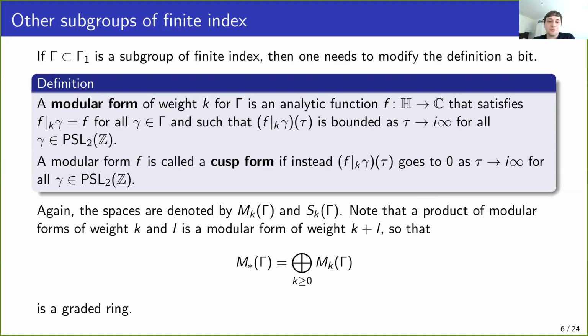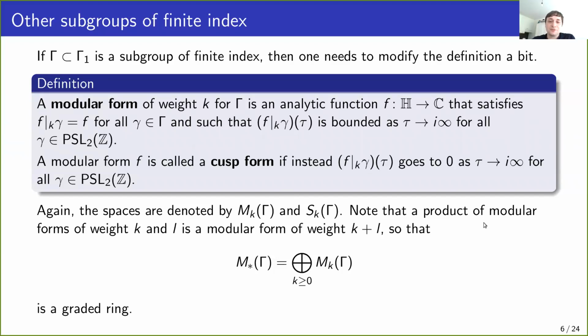So the set of all modular forms of all non-negative weights is actually a ring, because you need to check that f slash k gamma is equal to f. If you multiply a modular form of weight k and a modular form of weight L, then one can check that this condition will be preserved, except you have to slash in weight k plus L. So the product of two things in weights k and L is a modular form of weight k plus L.